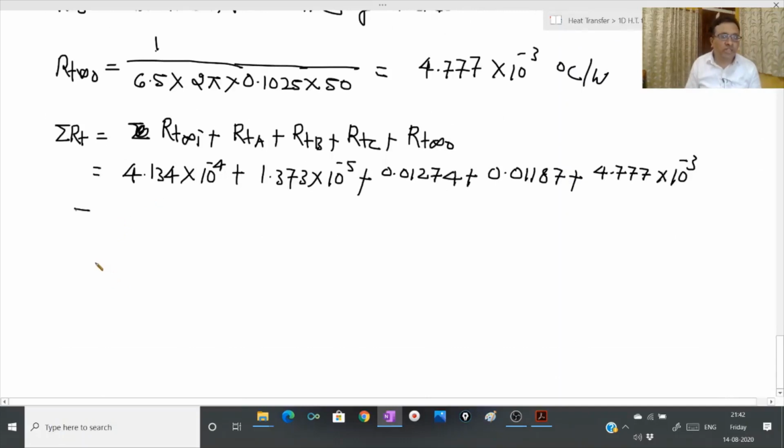Summation of all these thermal resistances will give me the value of total thermal resistance across the system wall, and it is 0.02981 degrees Celsius per watt.